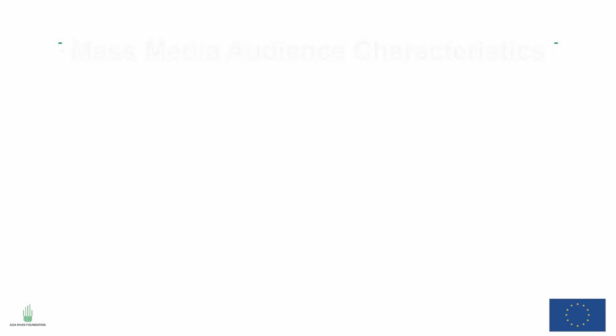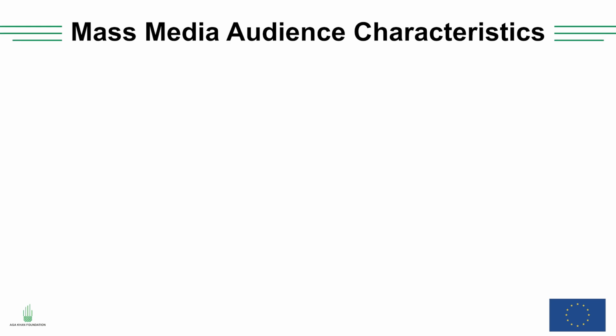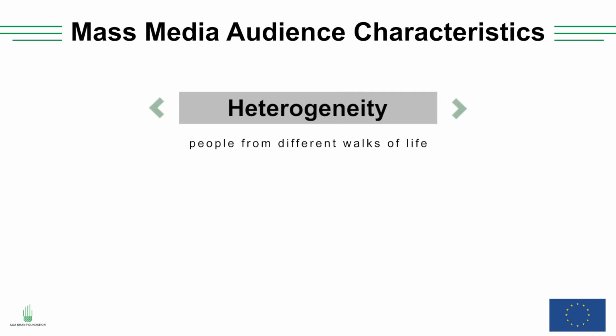So in media, we have different ways of categorizing mass media audiences. One of them is looking at them in terms of heterogeneity and anonymity. What do I mean by that? Heterogeneity is from people from different walks of life. So if it's a newspaper, if it's a TV show, if it's a radio show, we have so many people who are listening or even watching that particular program from different regions in a country or even globally. So people from different walks of life.